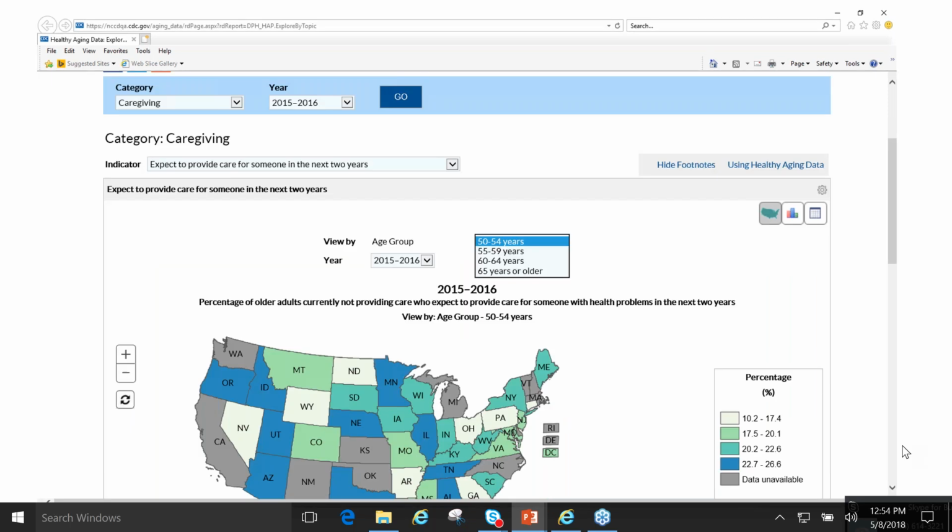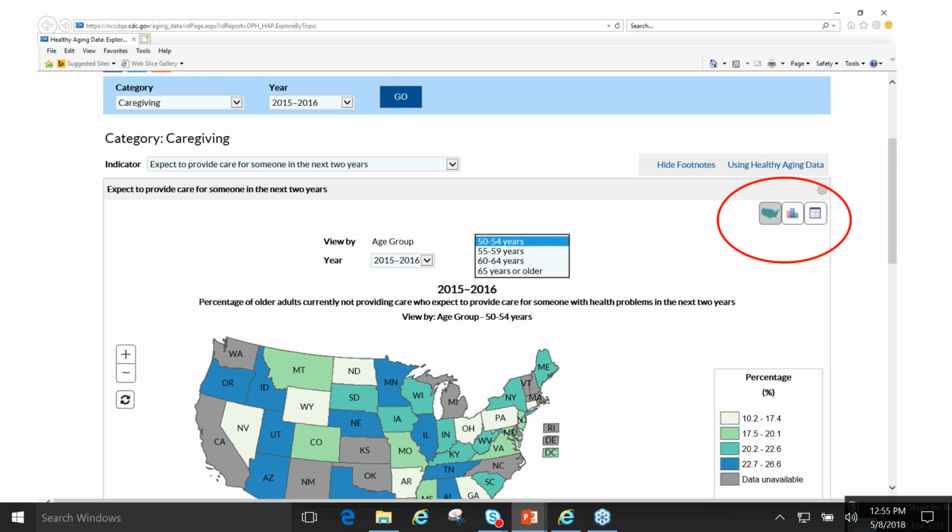This example shows the age groups that are available in the portal: age 50 to 54 years, 55 to 59, 60 through 64, and ages 65 years or older. If no age group is selected, as I mentioned earlier, the default is to display estimates for adults ages 50 to 54, which is the first age group in the drop-down menu box. Next slide, please.